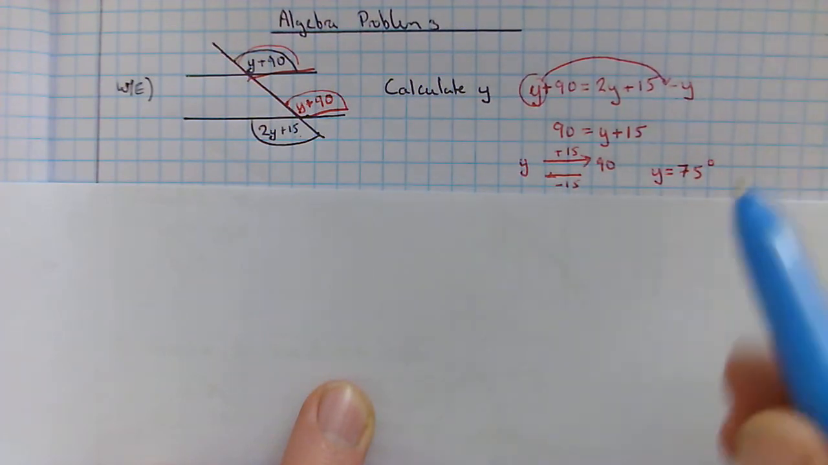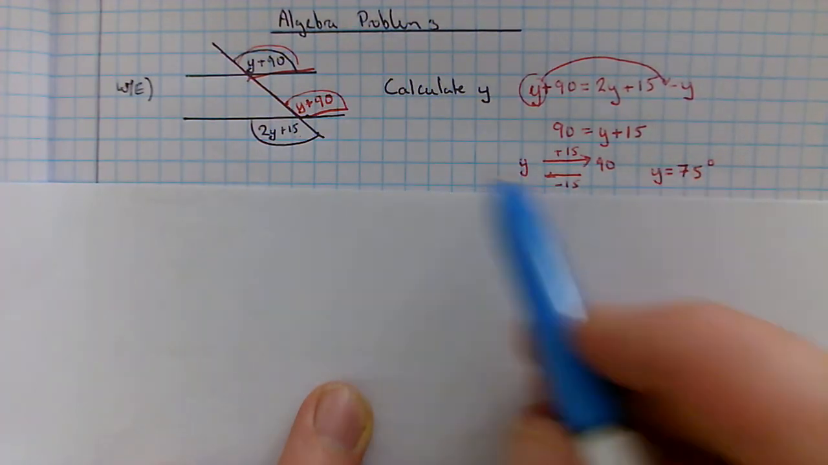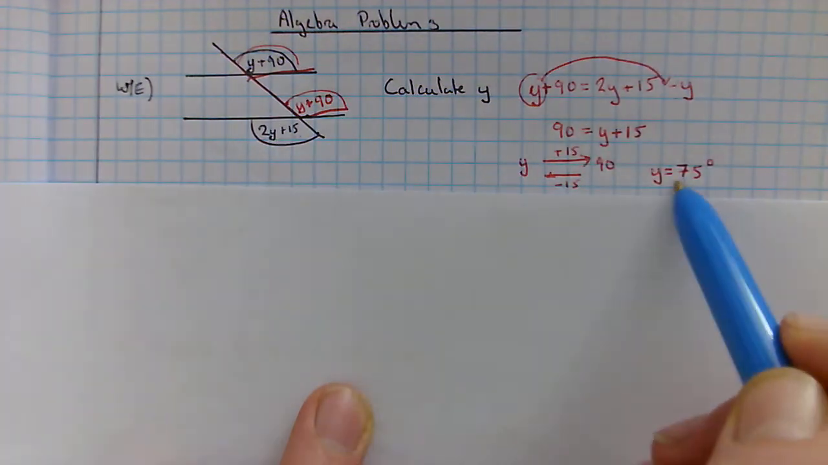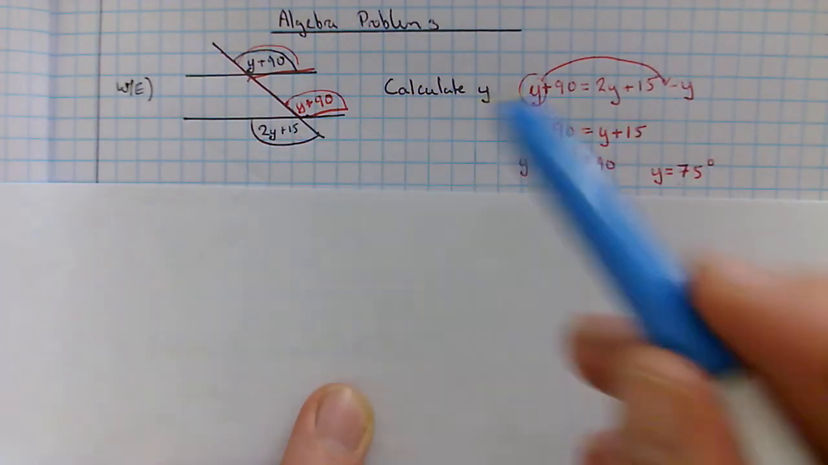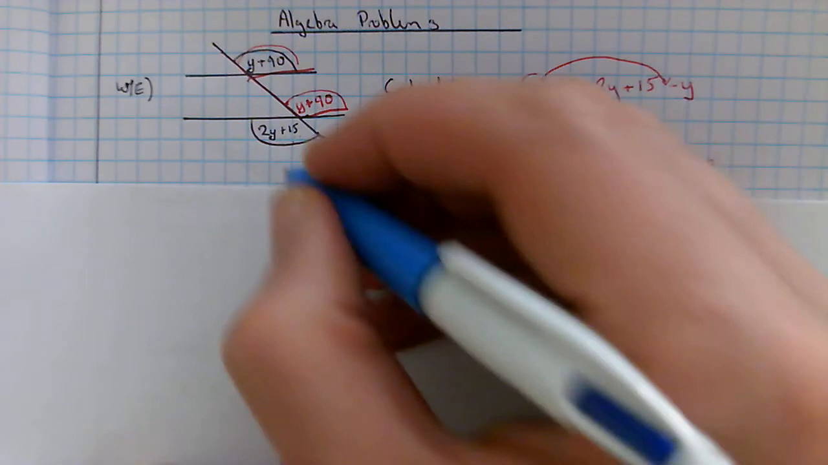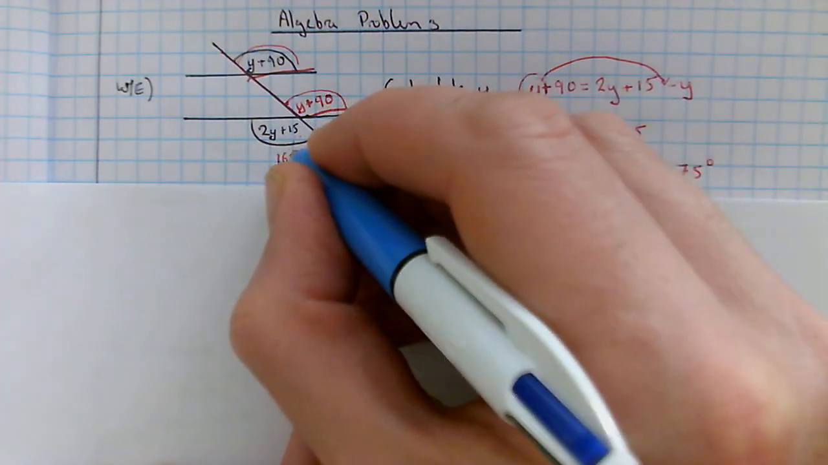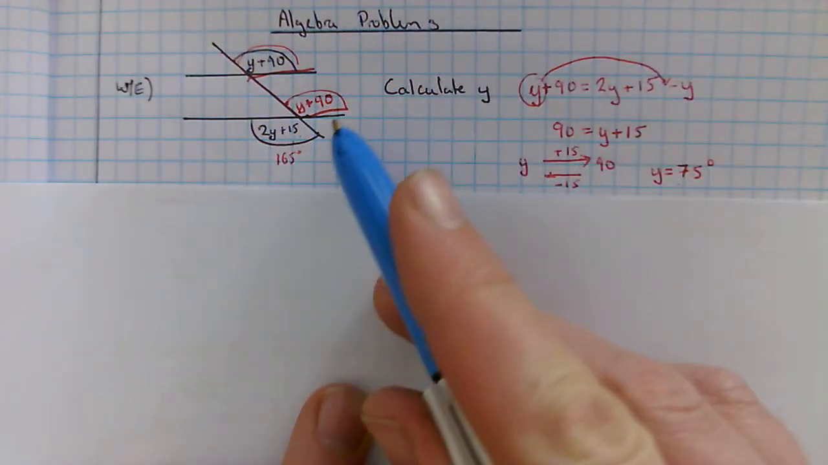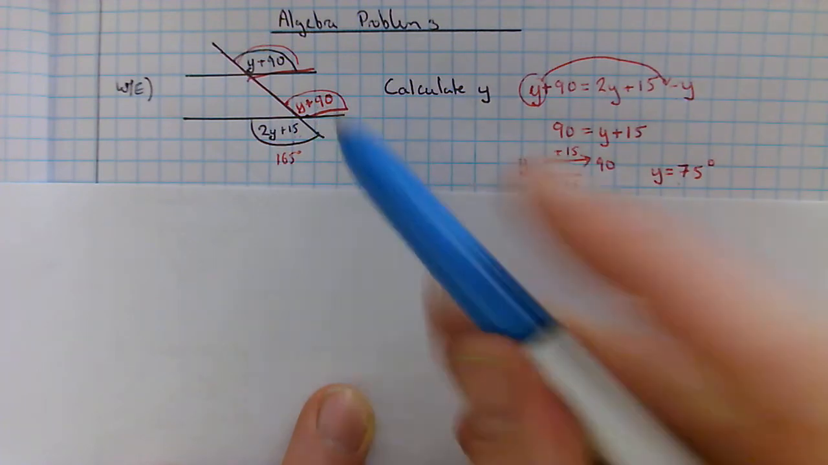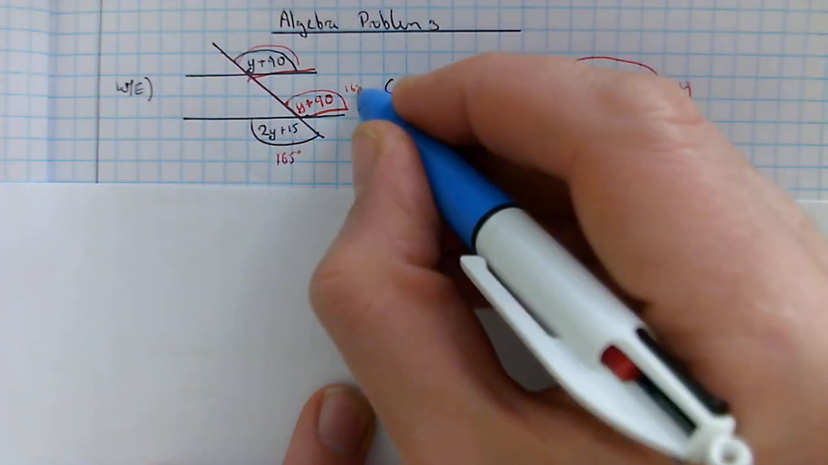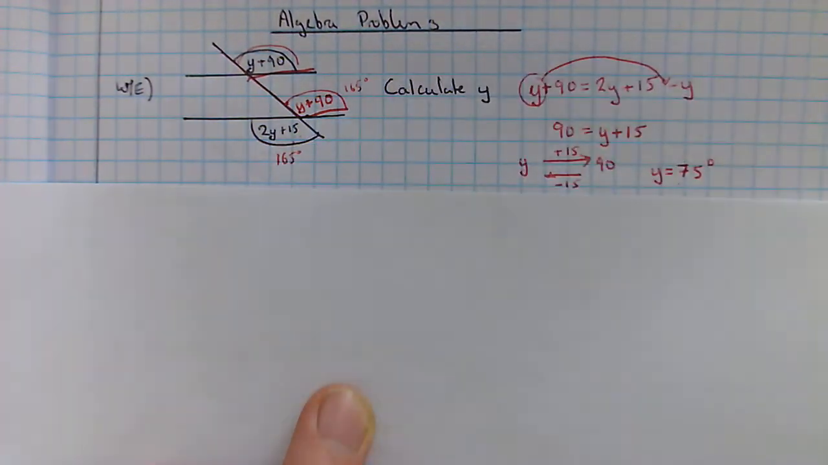I can check if I wanted to by substituting it back in. 2y, 2 times 75 is 150, plus 15, which is 165 degrees. If we're right, then this 75 plus 90 is also 165 degrees, and they are equal to each other. Okay, pause the video now. Write down the worked examples, and then you're going to do a couple of questions yourselves.